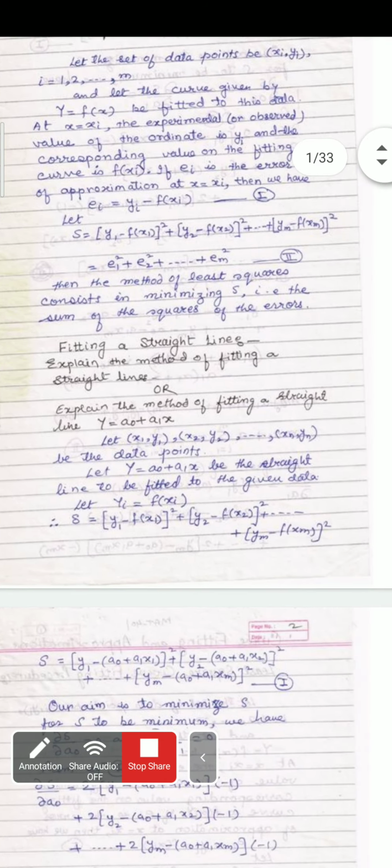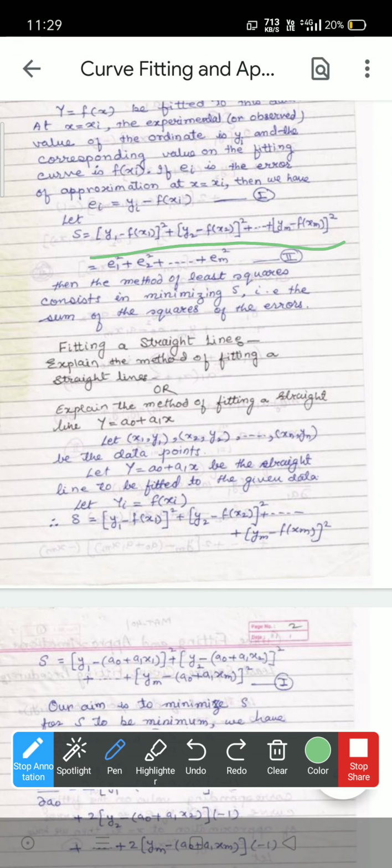S is equal to (y1 minus f(x1)) whole square plus (y2 minus f(x2)) whole square plus (yn minus f(xn)) whole square. These are the errors. So e1 square plus e2 square plus em square. So our first article is how to fit the straight line y is equal to a0 plus a1x. There are n data points to fit this straight line, by the least square procedure.